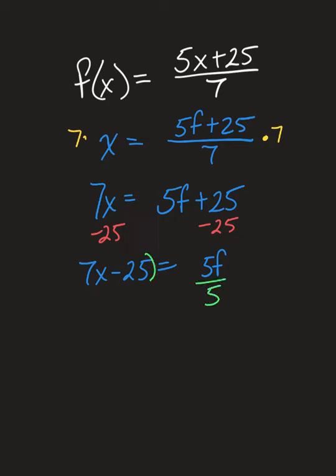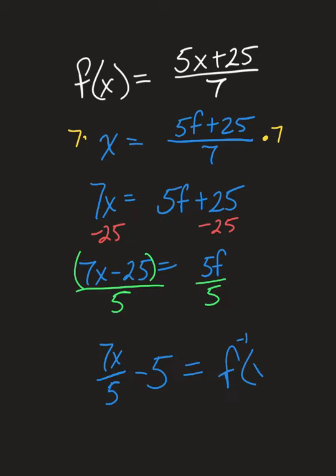And again, it's a good idea to put a parentheses. Just remember, everything gets divided by 5. So the 7 divided by 5 is 7/5. The 25 divided by 5 is 5. And the f is by itself. Once it's by itself, tack on the -1 power, x, and then we have our solution.